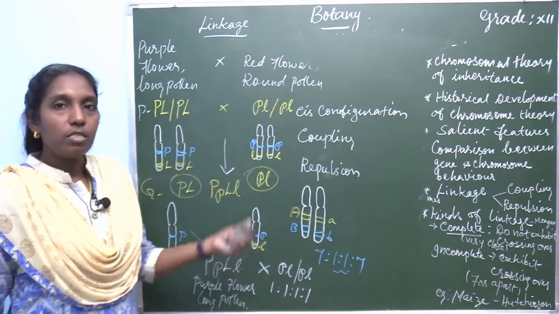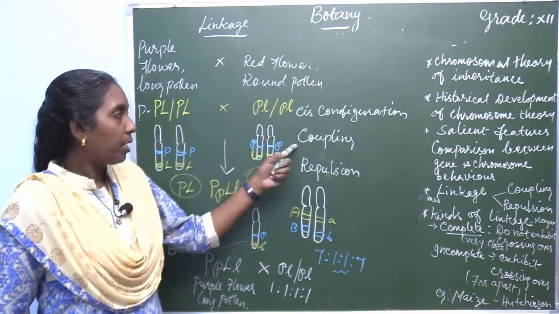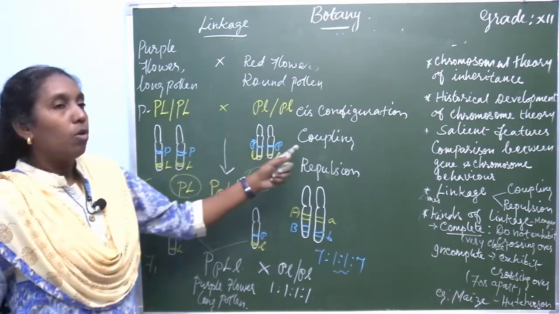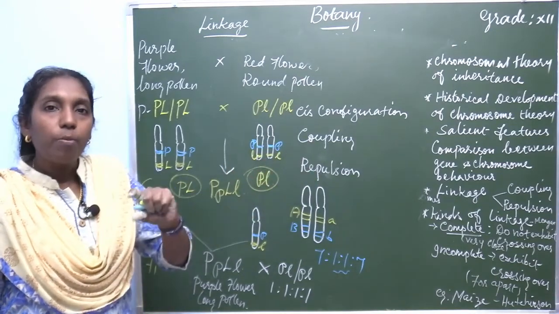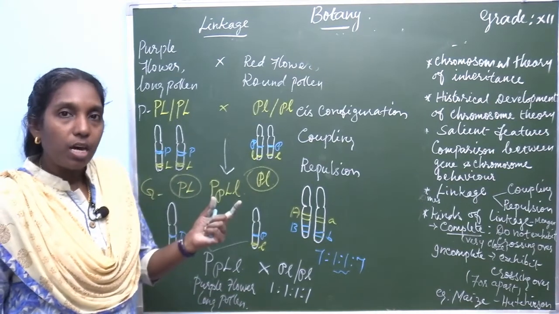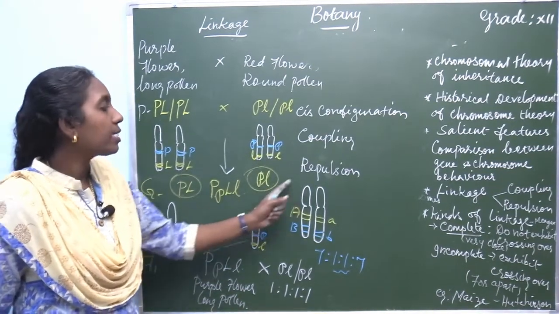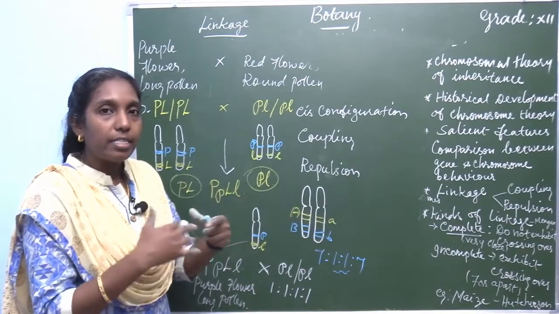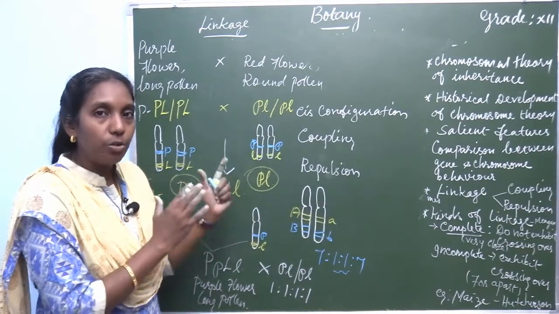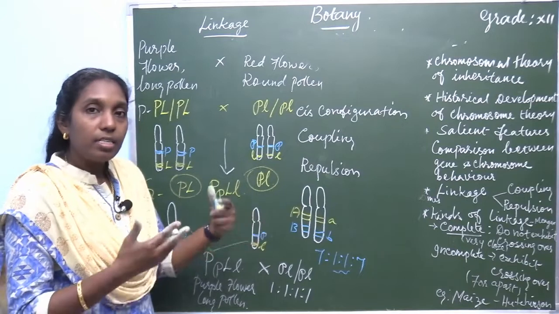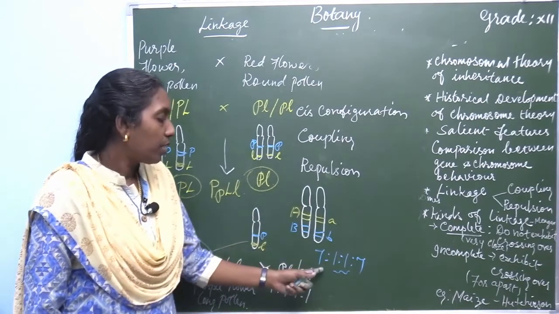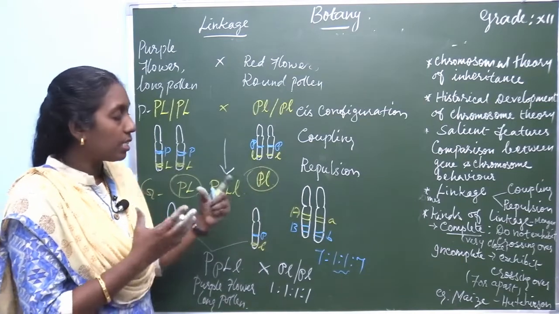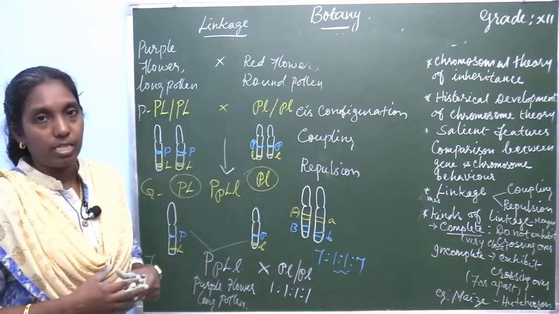The very important 2 mark question: What is meant by coupling, or what is cis configuration? If dominant and recessive alleles are present in the same homologous chromosomes, they tend to be inherited together and increase the parental forms. It gives the ratio 7:1:1:7. So, these genes are called linked genes.